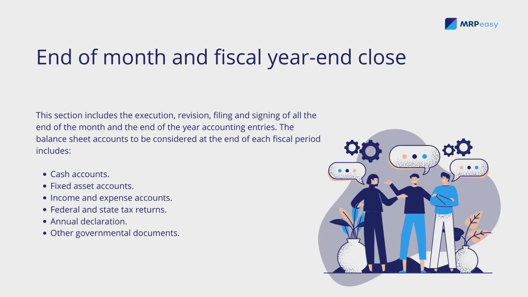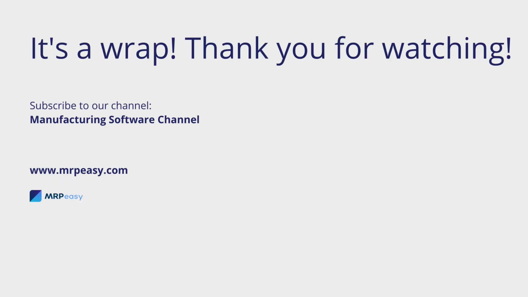End of month and fiscal year-end close. This section includes the execution, revision, filing, and signing of all the end of the month and the end of the year accounting entries. The balance sheet accounts to be considered at the end of each fiscal period include cash accounts, fixed asset accounts, income and expense accounts, federal and state tax returns, annual declaration, and other governmental documents.